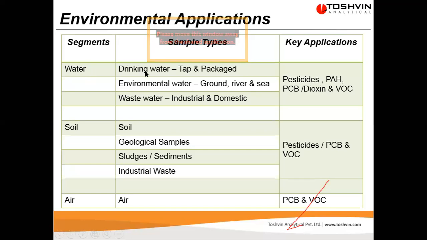In water, again, there are different types of water: drinking water, tap water, or packaged water. Then environmental water is there: ground, river, and sea water. Wastewater is there too, from industrial and domestic sources. So we can analyze different types of water, and the key applications people normally do in water are these. Pesticide analysis is done for drinking water or other water. Polyaromatic hydrocarbons are analyzed, PCBs, polychlorinated biphenyls, are analyzed, and VOCs, volatile organic compounds, are analyzed in water analysis.